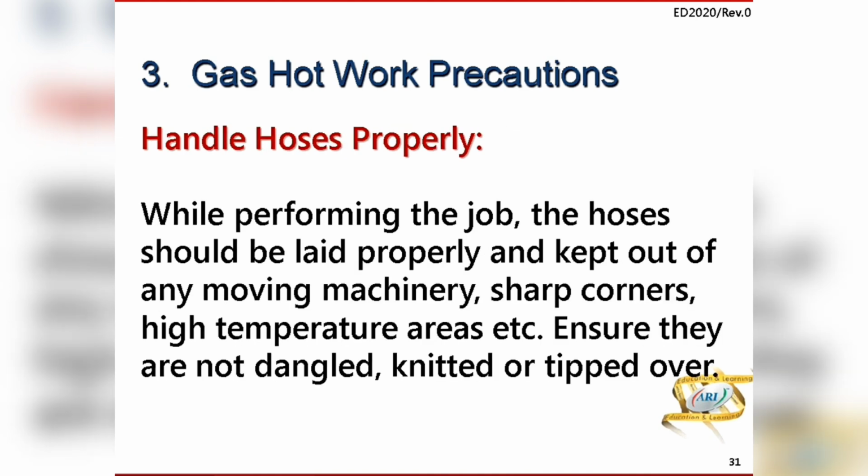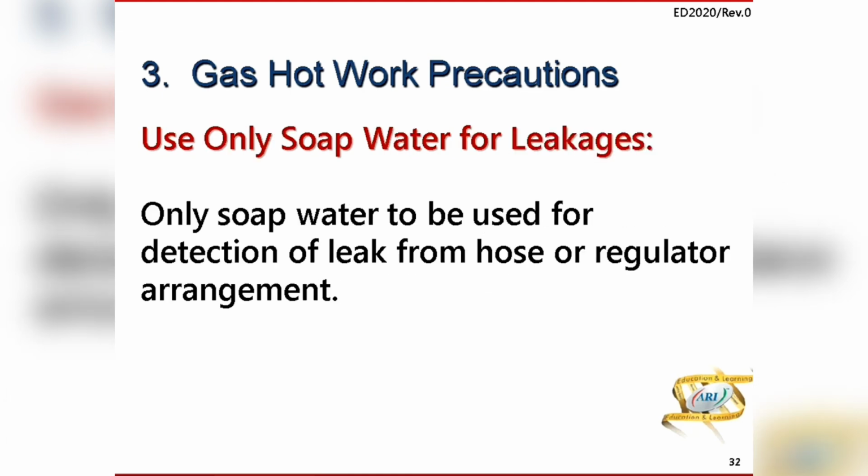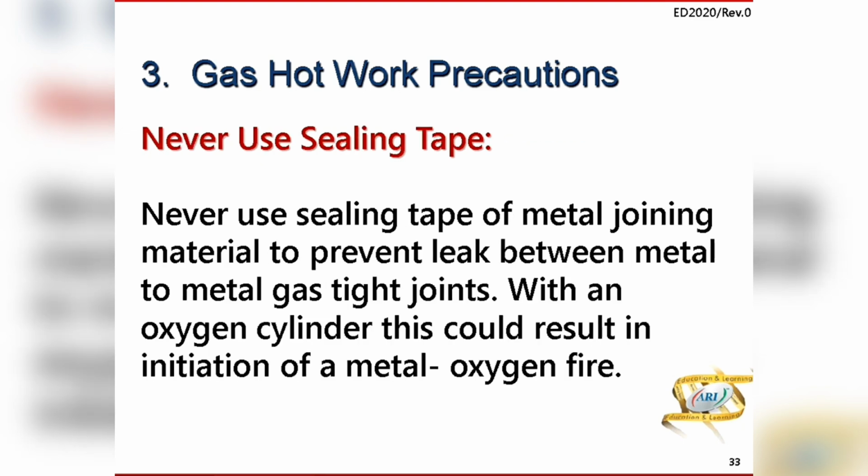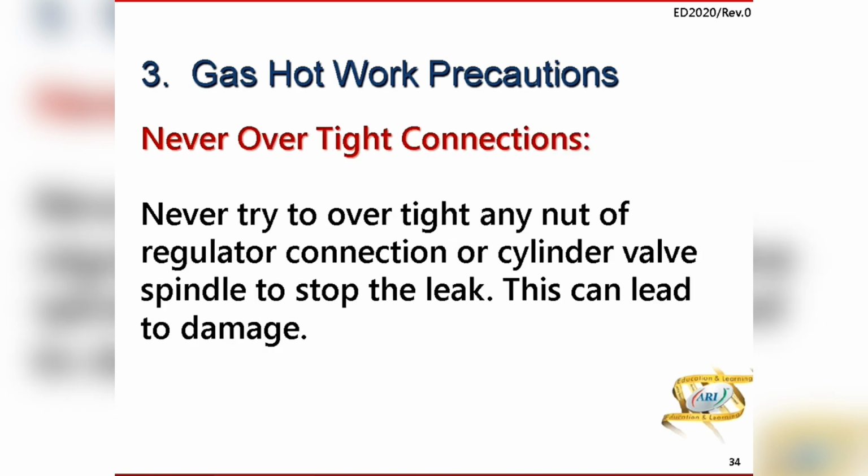So while performing the job, the hoses should be laid properly and kept out of any moving machinery, sharp corners, high temperature areas. Ensure that they are not dangled, knitted, or tipped over. Only soap water to be used for detection of leak from hoses or regulator arrangement. Never use sealing tape on metal joining material to prevent leak between metal to metal gas joints. With an oxygen cylinder, this could result in initiation of metal oxygen fire. Never try to over-tighten any nut or regulator connection or cylinder valve spindle to stop the leak. This can lead to damage.